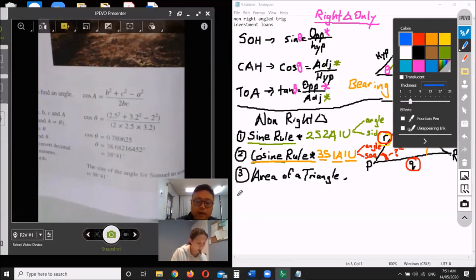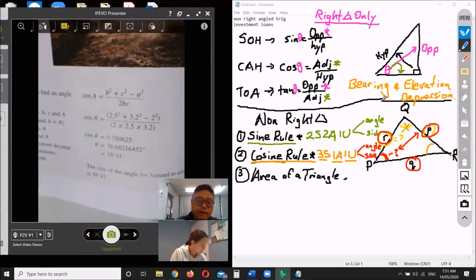So if you've got cos A equals B squared plus C squared minus A squared over 2BC, right? That one sets us up for what? Unknown angle. So the formula is cosine A equals B squared plus C squared minus A squared over 2BC.